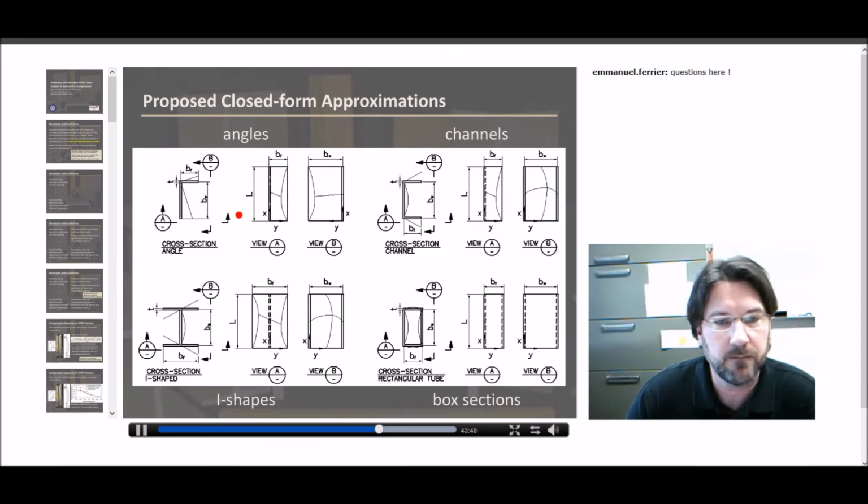We used commonly used deformed shapes in order to make these approximations, and we did so for angles, channels, I shapes, and box sections, and consistent deformations as well. As we can see here with the I shape is a consistent set of deformations where the flanges have to tip. The web has to therefore buckle in this manner, and this flange would tip in this direction.